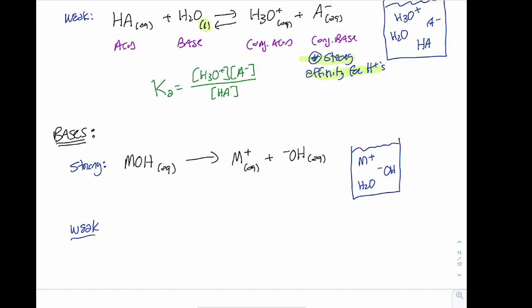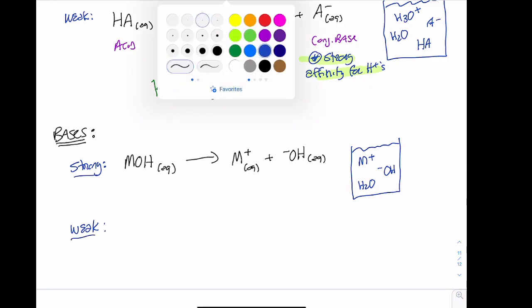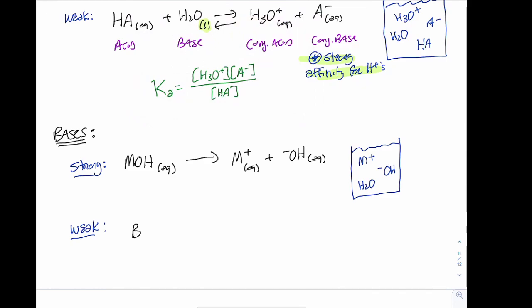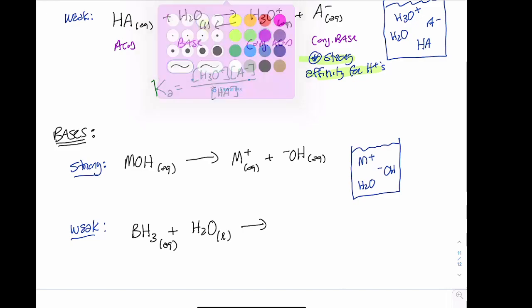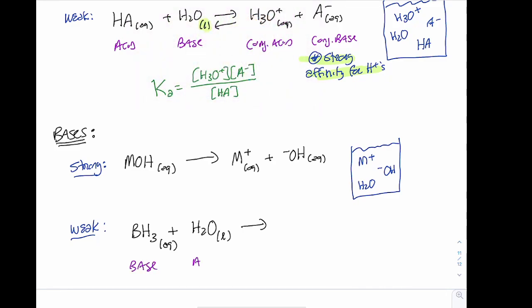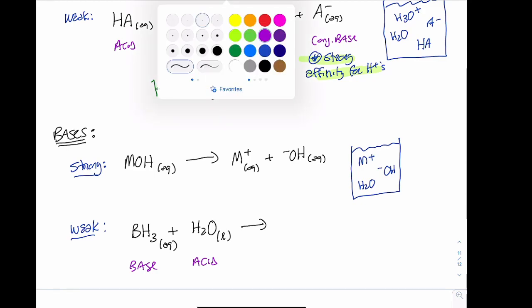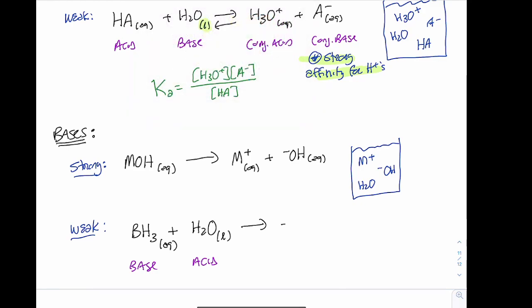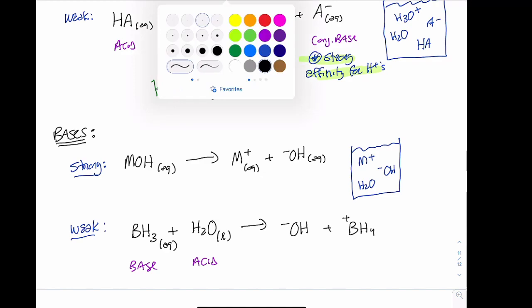Looking at a weak base, I'm going to use a generic B base, and I'm going to stick a couple protons on there. I'm going to react it with water. Water is going to act like my acid this time. So this is my base. Water is acting like an acid. And we're going to produce my conjugate base plus my conjugate acid. So I'm just adding hydrogen and a positive charge, right? A proton is being added to that.